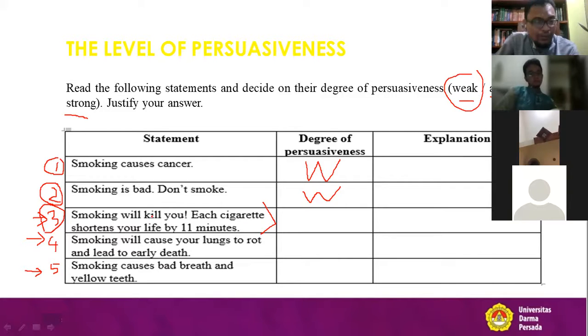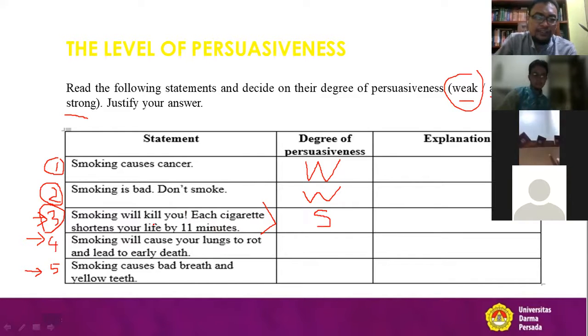I mean strong compared to number 1 and number 2. The degree of persuasiveness in number 3 is strong compared to number 1 and number 2. Do you agree with that? Agree, sir. Don't just say agree or not agree. We might want to say this one is strong enough. Okay, strong enough. Why?